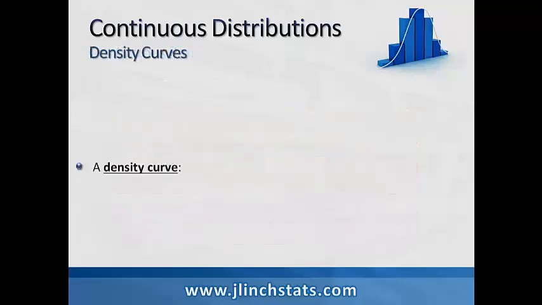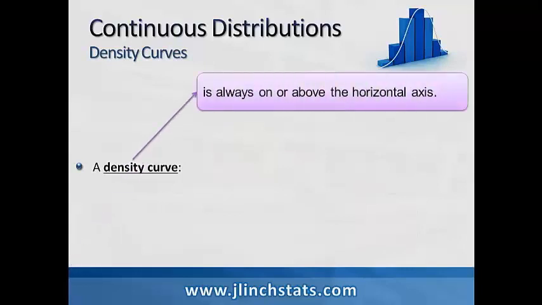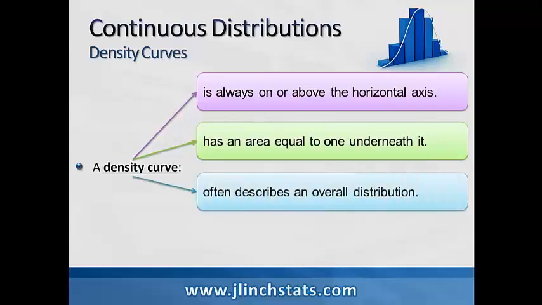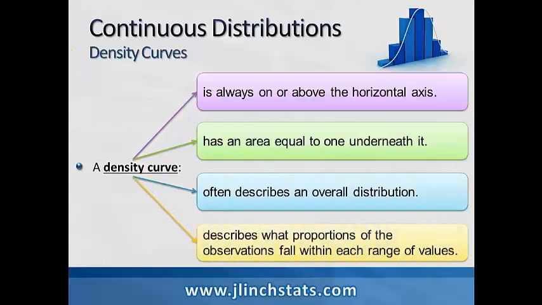Now let's talk about the density curve itself. A density curve is always on or above the horizontal axis. The density curve also has an area equal to 1 underneath it. The density curve often describes an overall distribution. And finally, a density curve describes what proportions of the observations fall within each range of values. These are four very important definitions of a density curve, and we're going to be taking a look at many different types of density curves that are going to be associated with probability distributions.